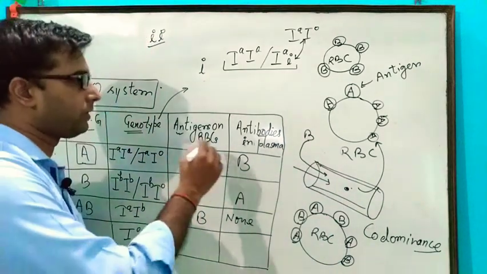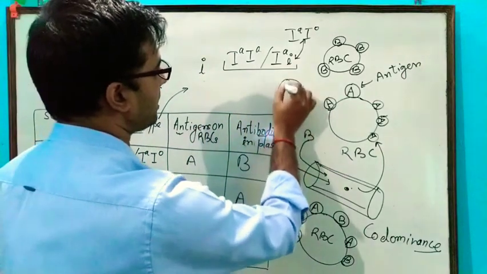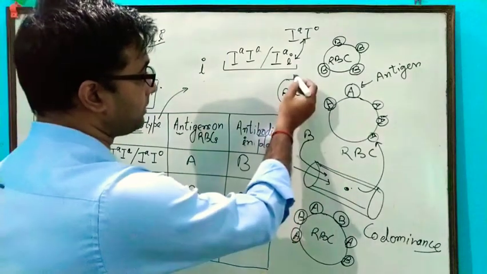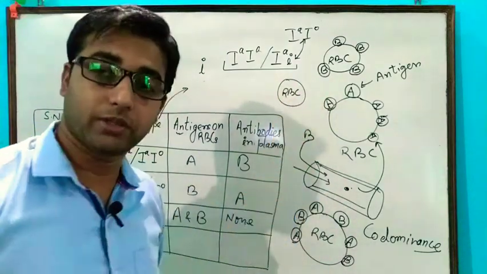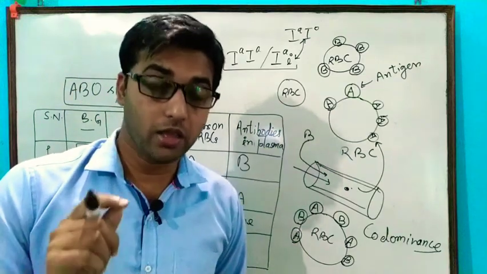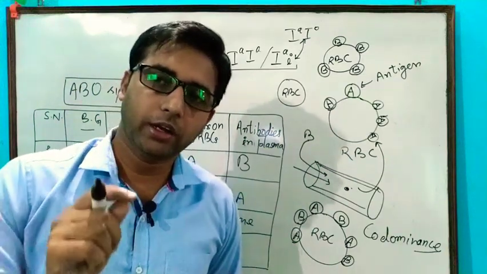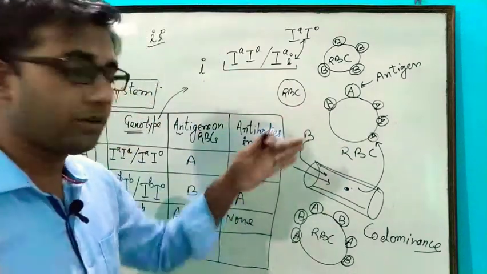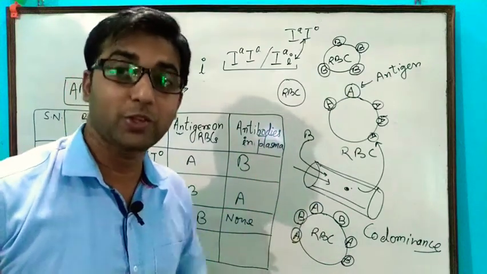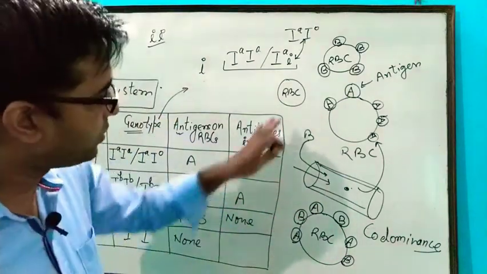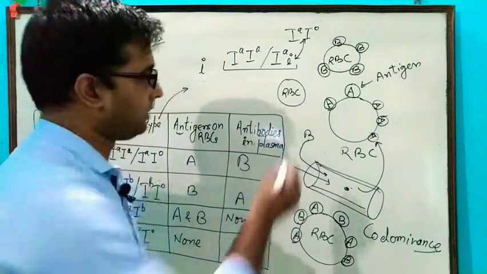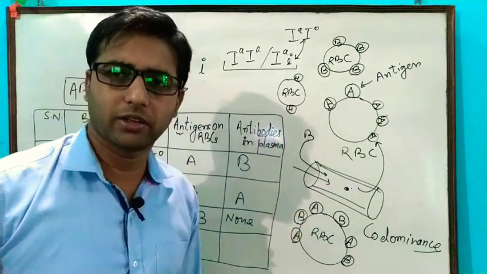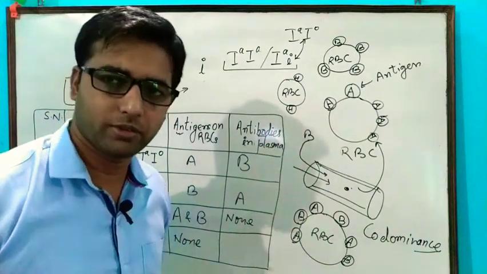Now consider another RBC, and this time this RBC surface does not contain A antigen, and it also does not contain B antigen. Does it mean RBCs do not have any antigen? No, this is the wrong concept. Actually, RBCs have antigens, but these are H antigens, and they cannot express themselves as it is.